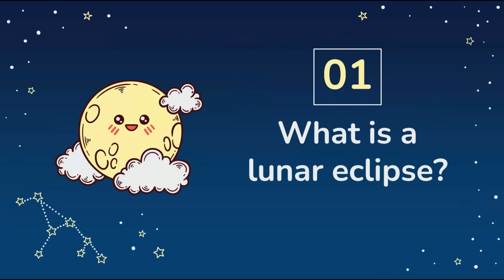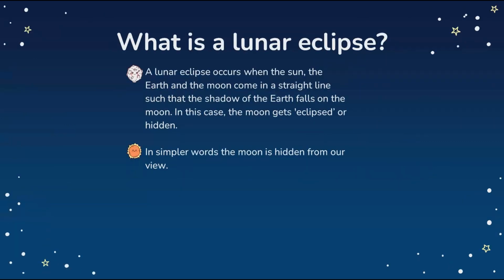So, what is a lunar eclipse? A lunar eclipse occurs when the sun, the earth, and the moon come in a straight line such that the shadow of the earth falls on the moon. In this case, the moon gets eclipsed or hidden. In simpler words, the moon is hidden from our view, so we cannot see it.